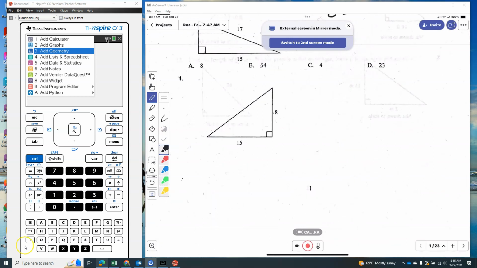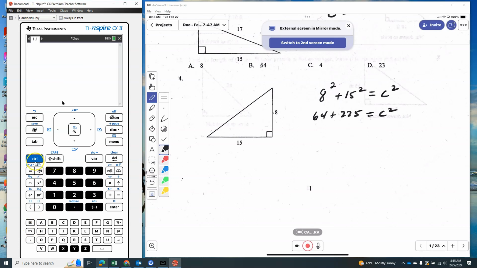So this is 10. Number 4, we're trying to find the length of the hypotenuse. So we have the Pythagorean theorem, 8 squared plus 15 squared equals c squared. So you have 64 plus 225 equals c squared. And we have the square root of 64 plus 225, and that is 17. So you have to get the square root of both sides. So c is 17, so this is 17.